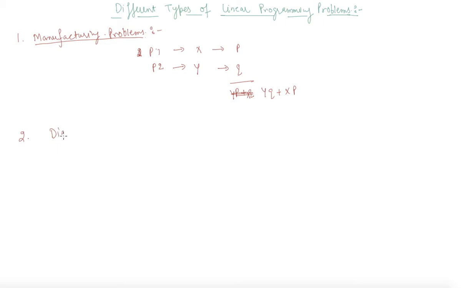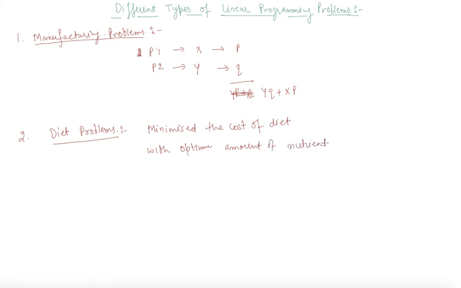The second one is diet problems. Diet problems mean, student, we need to determine the different kinds of constituents which should be included in a diet so as to minimize the cost of the diet with the optimum amount of nutrients, or you can say the desired amount of nutrients, the basic need.